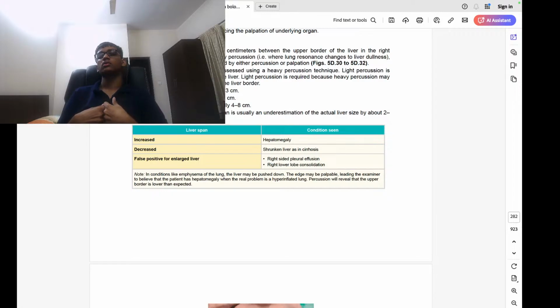Liver span is increased in hepatomegaly. It is decreased in a shrunken liver, as in cirrhosis. False positives for an enlarged liver are right-sided pleural effusion and right lower lobe consolidation.